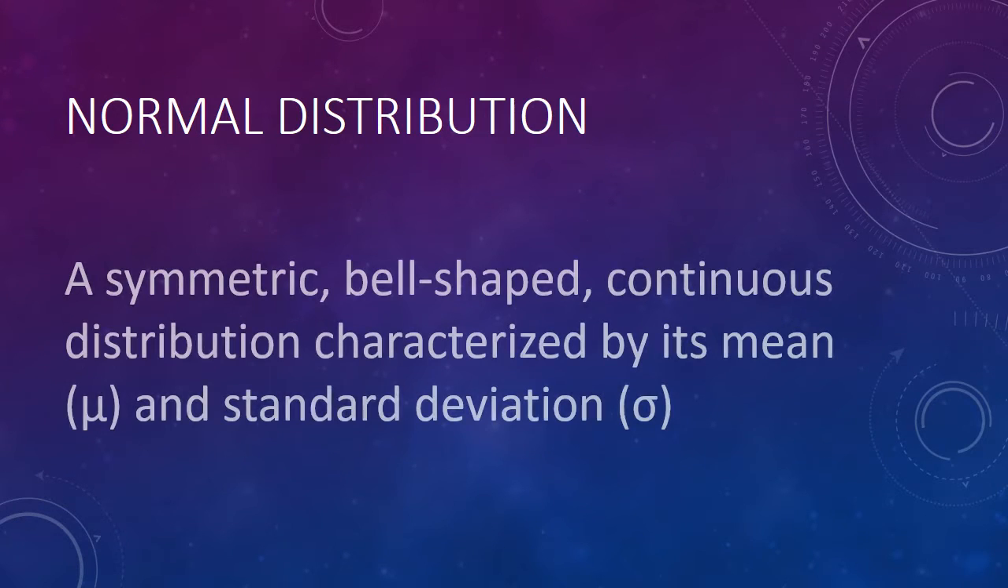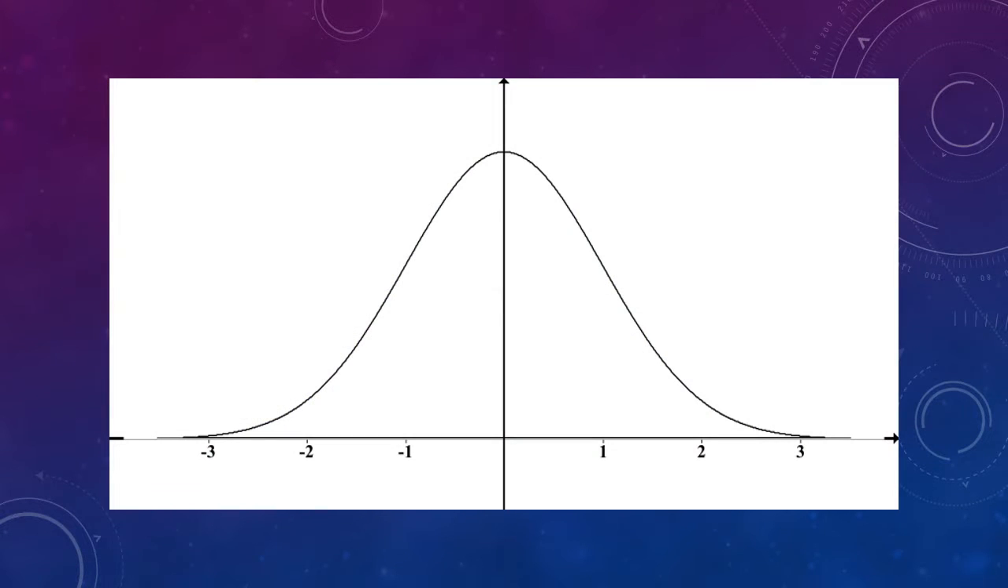The normal distribution is a symmetric, bell-shaped continuous distribution characterized by its mean and its standard deviation. We use the Greek letter mu to symbolize the mean, and the Greek letter sigma to symbolize the standard deviation. The normal distribution has a characteristic shape, but that shape can be shifted and stretched by adjusting the mean and the standard deviation. The normal distribution looks like this.